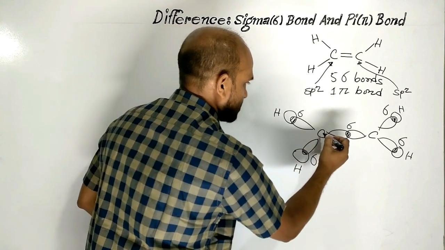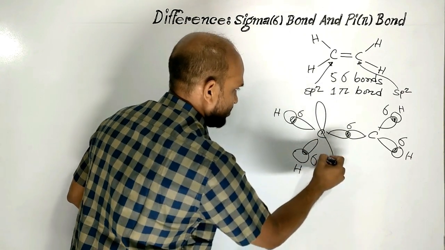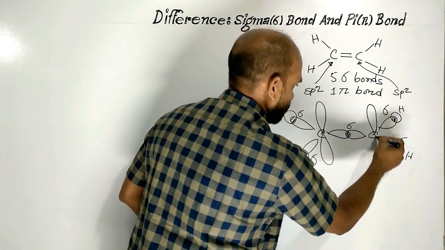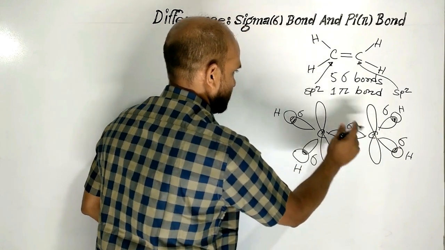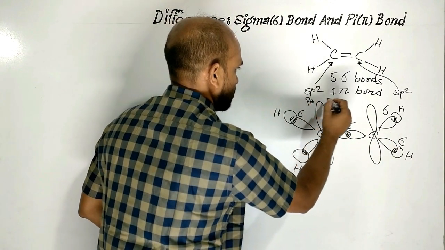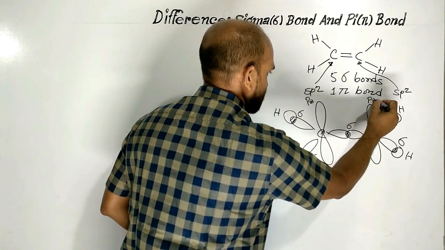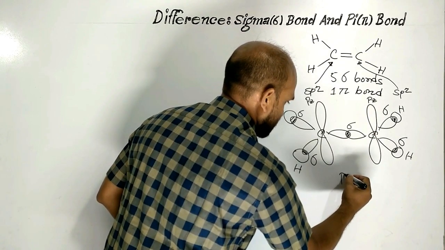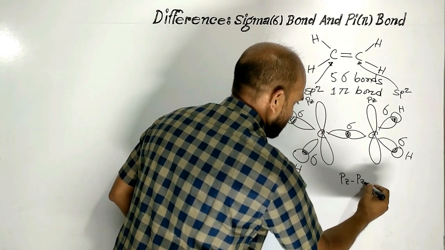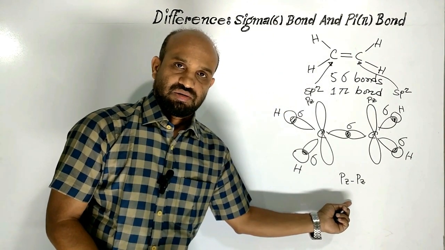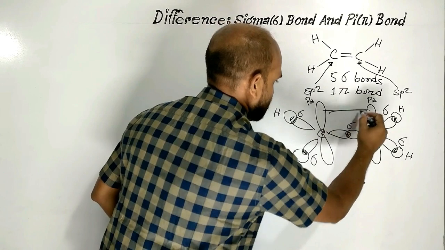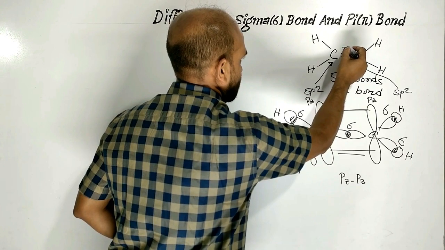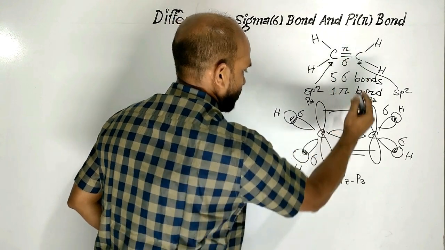But with this carbon, one unhybridized orbital is left. With this carbon as well, one unhybridized orbital is there, which is the pz orbital. Between these unhybridized pz orbitals, overlap occurs. As a result, a carbon-carbon pi bond is formed. So here, one pi bond and one sigma bond.